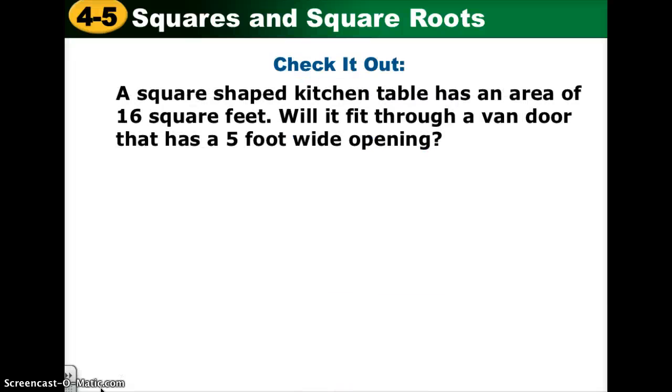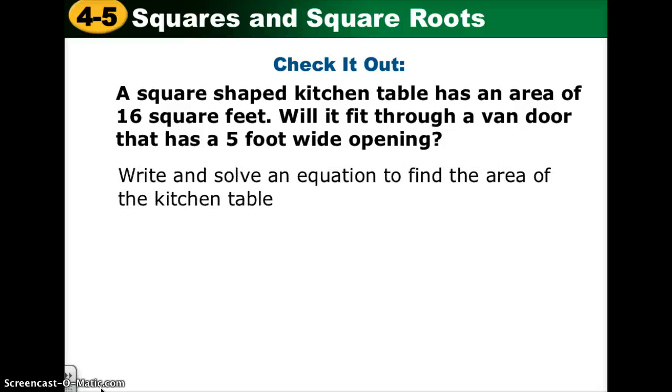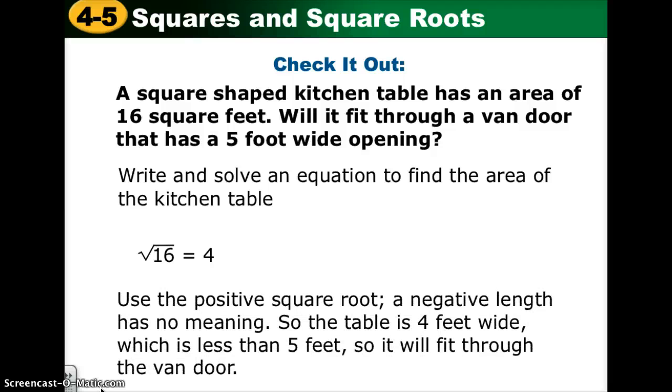A square-shaped kitchen table has an area of 16 square feet. Will it fit through a van door that has a 5-foot wide opening? Write and solve an equation to find the side length of the kitchen table. The square root of 16 equals 4. Use the positive square root. A negative length has no meaning. So when you're choosing which of the two roots to use, the positive one is the one to use. So the table is 4 feet wide, which is less than 5 feet, so it will fit through the van door.